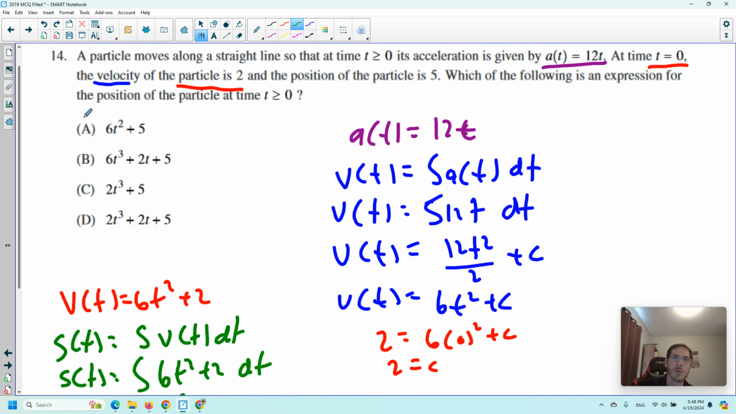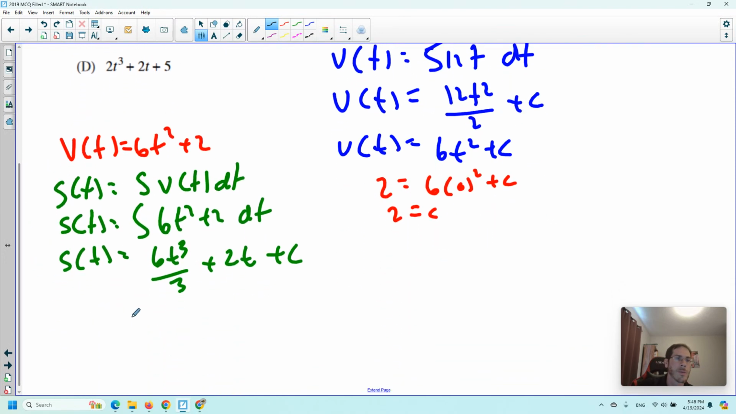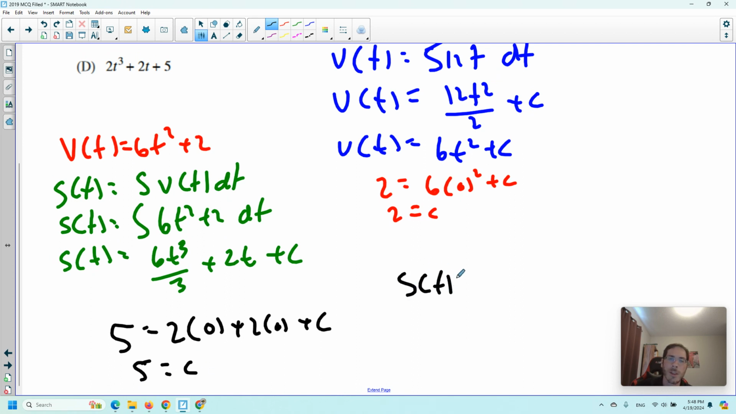All right, we're also told again that at time t equals 0, the position of the particle is 5. So s of 0 is 5. So 5 is equal to 2 times 0, 6 divided by 3 is 2, plus 2 times 0 plus c. So 5 is equal to c. So s of t is equal to 2t to the third plus 2t plus 5.